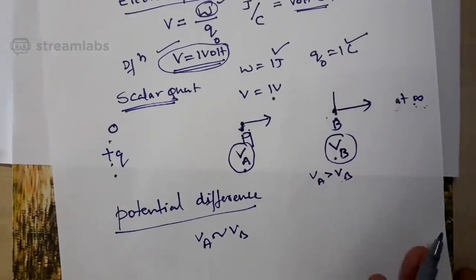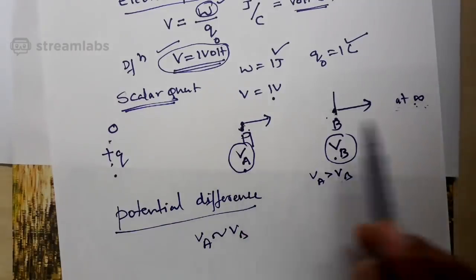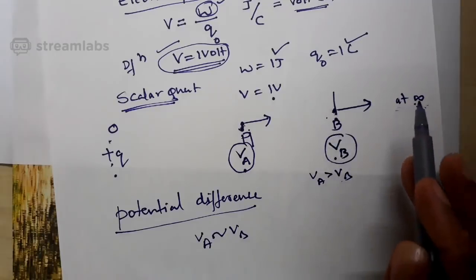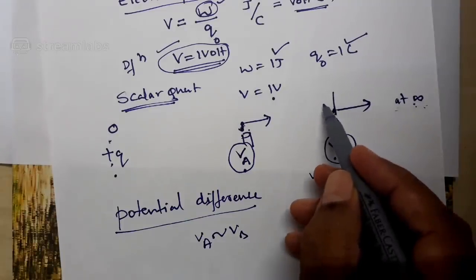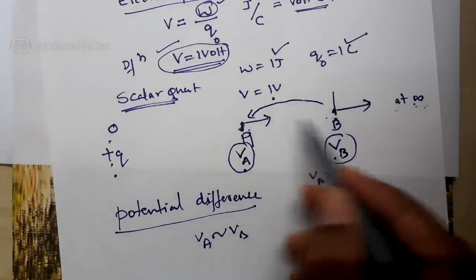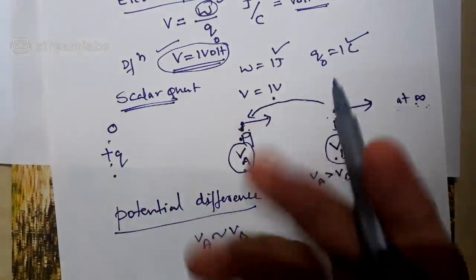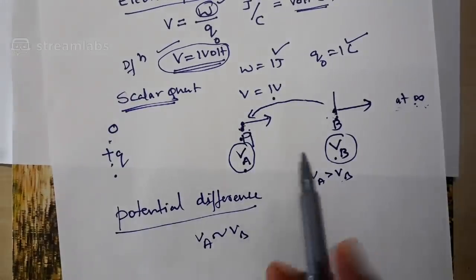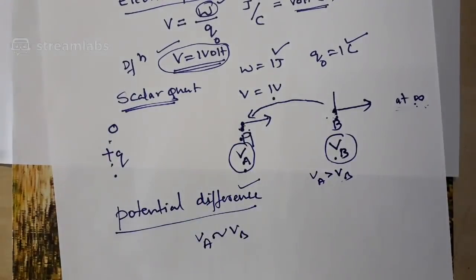I'll repeat whatever I said. When you are bringing a plus 1 coulomb charge from infinity to a point A or infinity to a point B, you will be doing the same amount of work till B. The only thing is you are going to do some extra work in moving a plus 1 coulomb charge from B to A. That extra work done in moving a unit positive charge from B to A, that itself is a measure of potential difference between the 2 points.